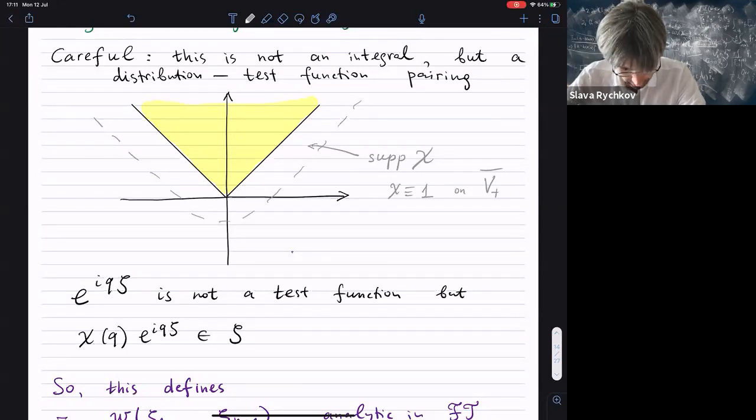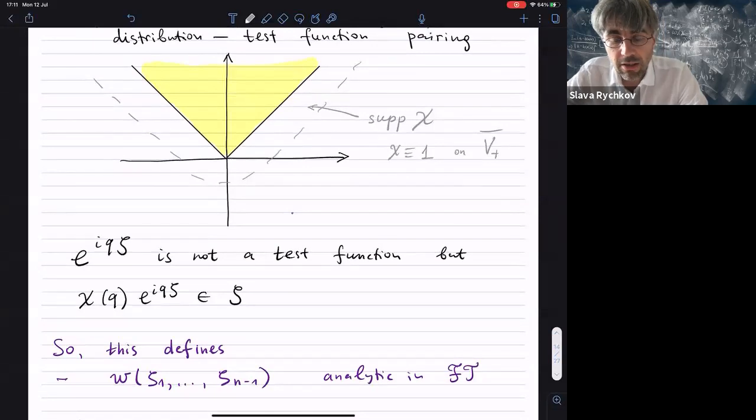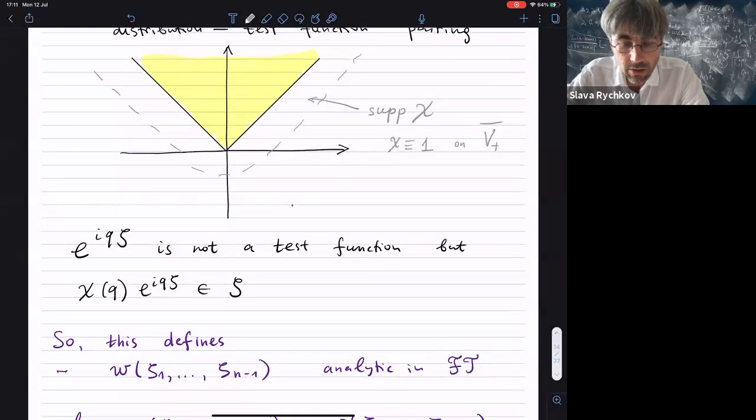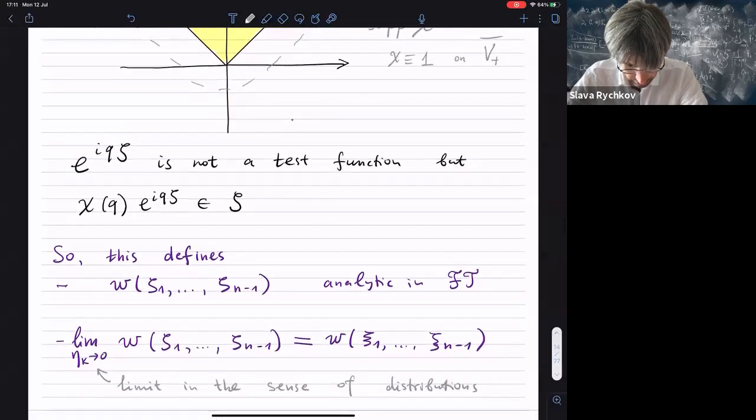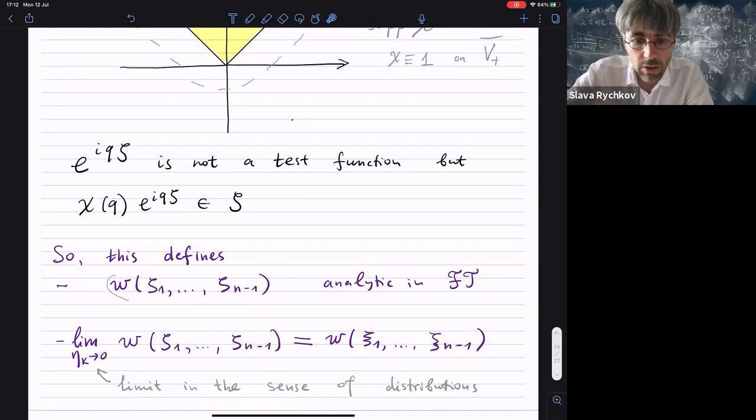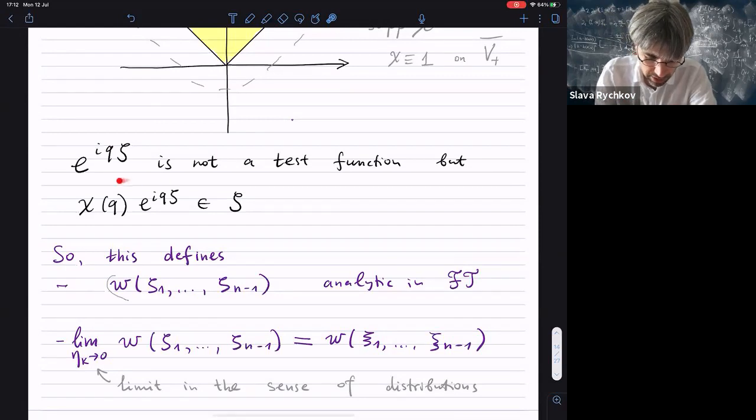Okay, so this was a little example of a technicality that you sometimes have to go through when you are dealing with these distributions carefully. But once we've done it, what we have as a result is that we defined a function W of zetas, zeta 1, ..., zeta n minus 1, which has two properties. First of all, it's analytic in the forward tube, because the test function with which W hat is paired is an analytic function of zetas in the forward tube.